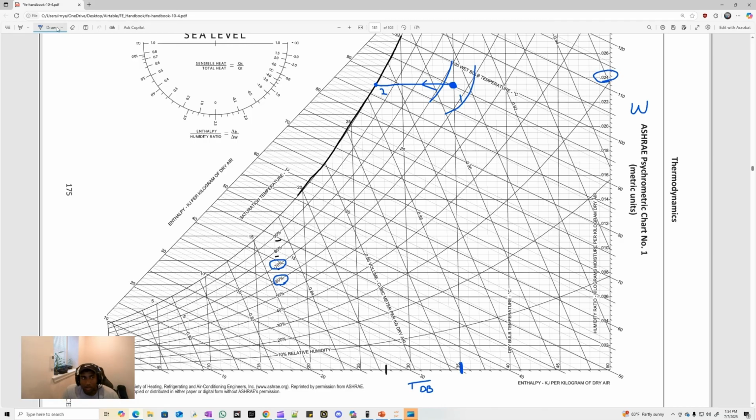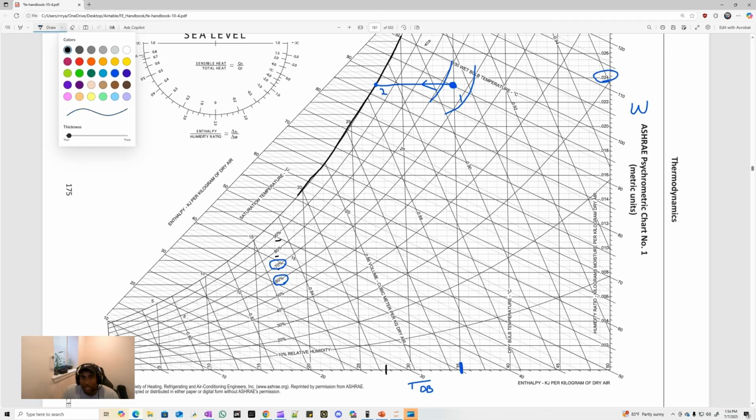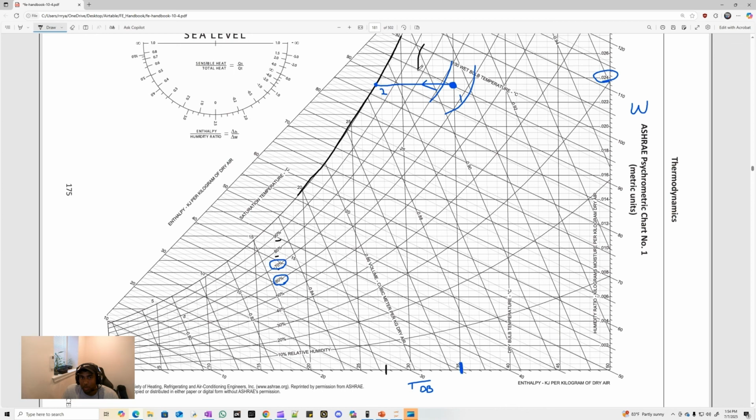The tricky part of this problem was really understanding the idea of the simple cooling process that was occurring at a constant omega, right? The mass of the water vapor is unchanged. The mass of the dry air is unchanged. So going from state point 1 to state point 2, we have a horizontal or constant omega process.